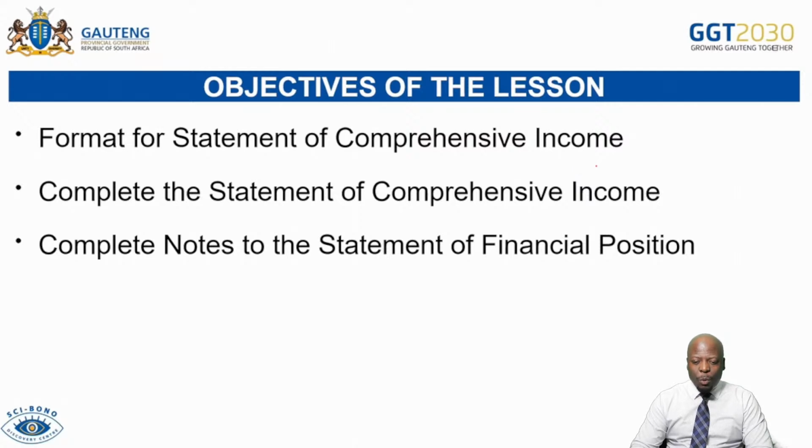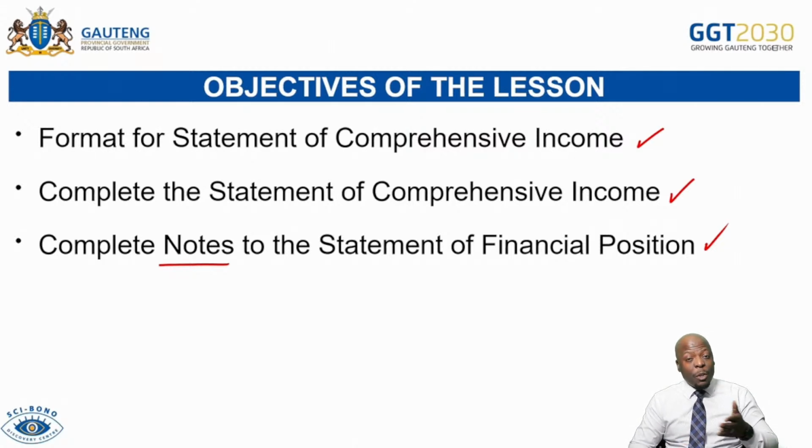Here are my objectives for today's class. I'm going to take you through the format of the statement of comprehensive income. I have an activity that we're going to do together, and I'm going to do certain notes to the statement of financial position, because in grade 10 you did the statement of comprehensive income together with the statement of financial position. In grade 11 you did the same again. So there are certain adjustments that I'm going to do that I'm going to take from the previous years as well.